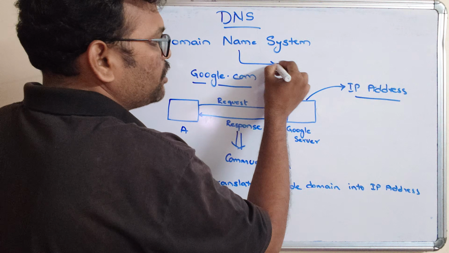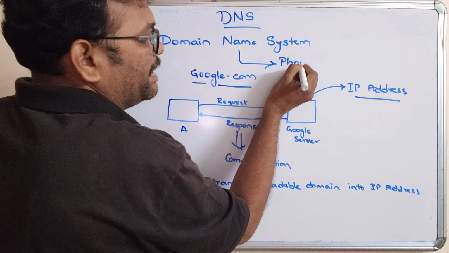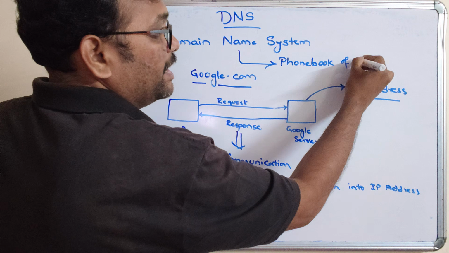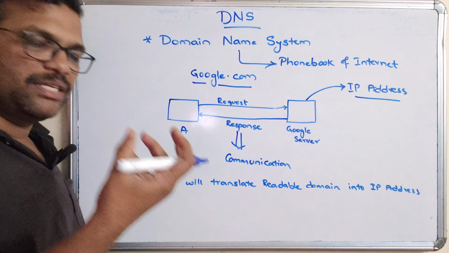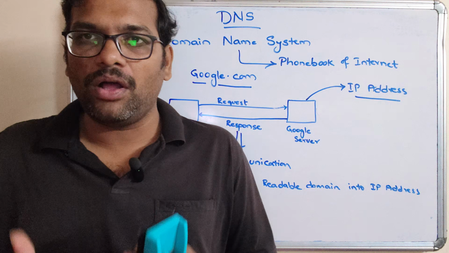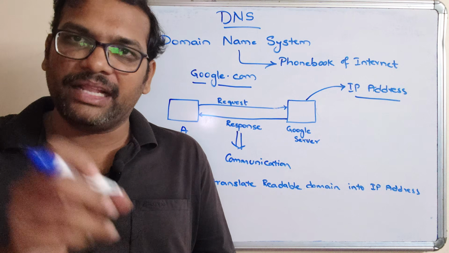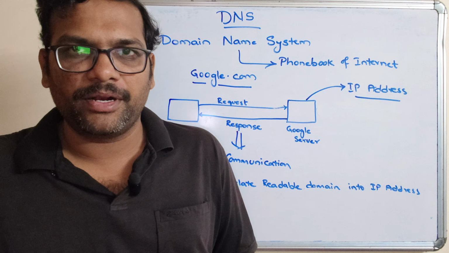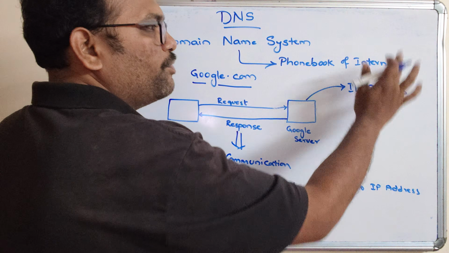This will be acting like the phone book of the internet. Actually, we have a phone book where we can store contacts and their numbers. If you want to call a person, we go to the telephone directory and find the name and the corresponding phone number. Similarly, this will act as the phone book of the internet.